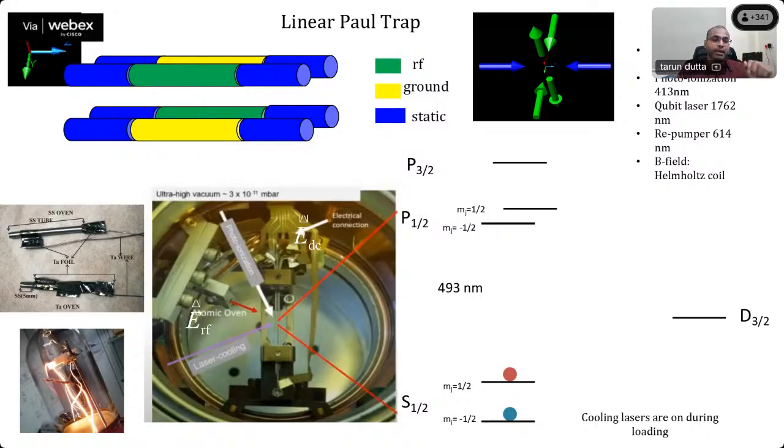You prepare the oven. You cannot fill the oven with barium while keeping it outside, because barium reacts in air and then it will form barium oxide. Then it will be very difficult to get barium ions inside the vacuum. So that is why you need to prepare it inside the vacuum chamber, and then you fix the oven. I'm saying it is easy, but it is not that easy. It is very challenging, but nowadays it is a bit more straightforward. So you can now fix the oven over here.